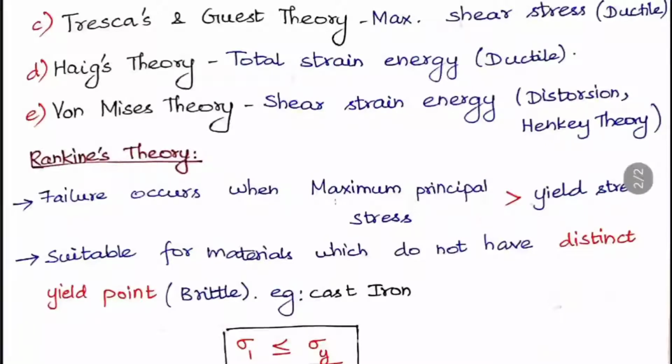In these 5 cases, the first 2 are purely for brittle materials only. You cannot use them for ductile material, so that is the limitation. And the third and fourth are for ductile materials only. Now let us see what the assumption and the conclusion of these theories are.